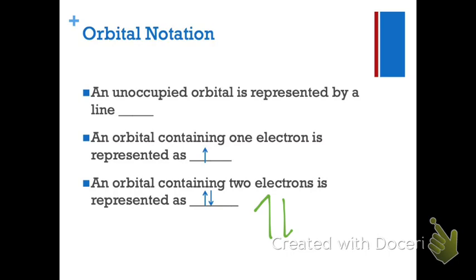I will tell you over and over again, year after year, when I ask you to write the electron configuration, inevitably people will draw the arrows. And that's wrong. Electron configuration is the 1s2, 2s2. Orbital notation is the drawing of the actual electrons. So I'll keep reminding you of that.